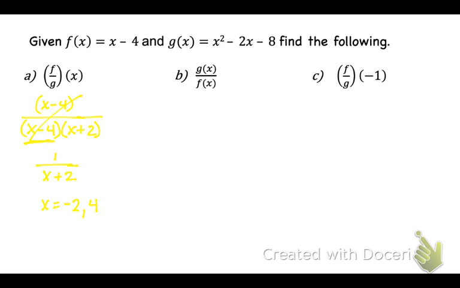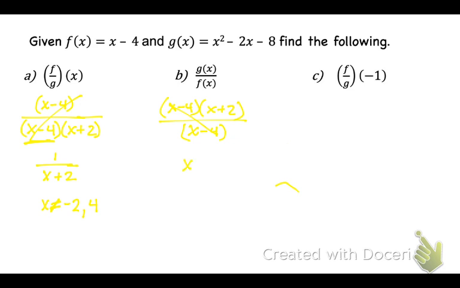Okay, so what's the next one b asking? Oh, I forgot my cannot equal. Sorry, Noah. What about the next one? Same thing. No, you flip it. It's the reciprocal, isn't it? So my answer here, I'm going to have x minus 4, x plus 2 over x minus 4.